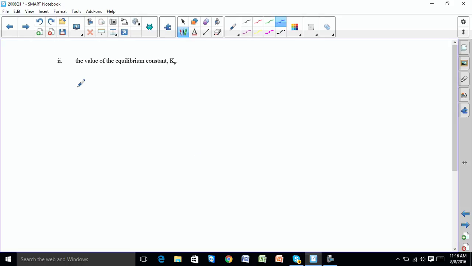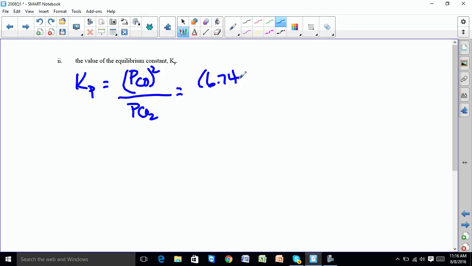What's the value of the equilibrium constant? Well, we take the pressure of carbon monoxide squared over the pressure of carbon dioxide. We just figured out that the pressure of CO at equilibrium is 6.74, and this is 1.63. When you do that on your calculator, you get 27.9. So the equilibrium constant is 27.9. Again, let me point out, if your answer is wrong in part 1, but you use it correctly in part 2, you don't lose points again.